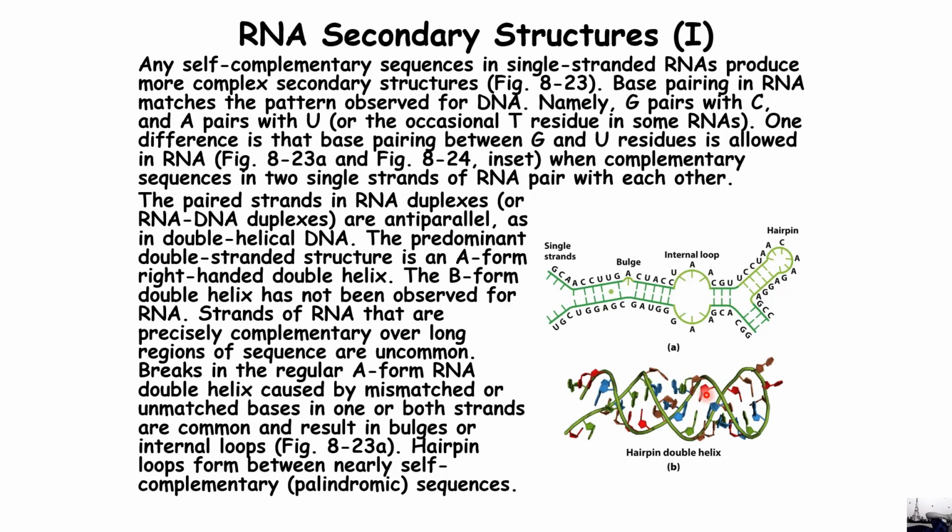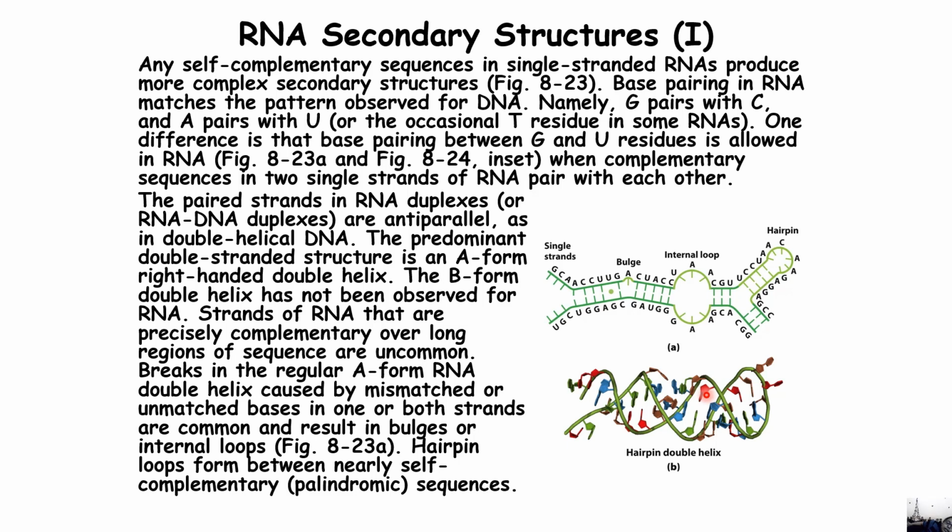So that is how strong the purine-purine interaction is. Self-complementary sequences in single-stranded RNAs produce ever more complex secondary structures. Base pairing in RNA matches the pattern observed for DNA, namely, G pairs with C and A pairs with U, or the occasional T residue in some RNAs. One difference is that base pairing between G and U residues is allowed in RNA, where complementary sequences in two single strands of RNA pair with each other. The paired RNA duplexes are antiparallel as in double helical DNA, and the predominant double-stranded structure is an A form, right-handed double helix. The B form double helix has not been observed for RNA.